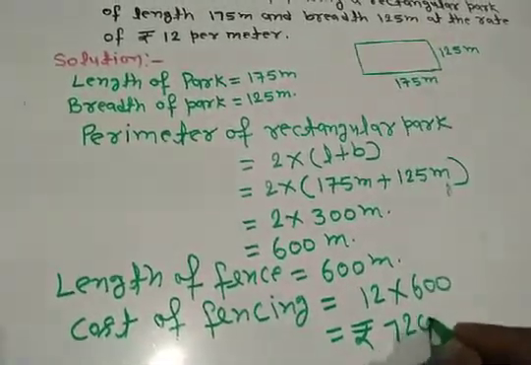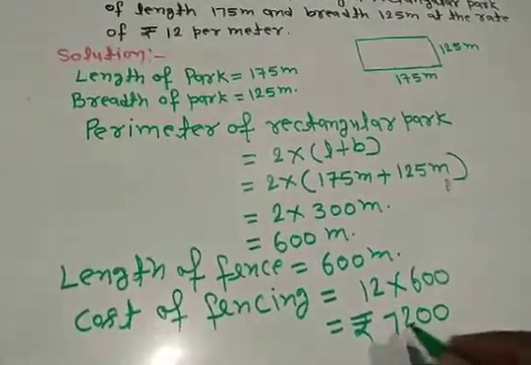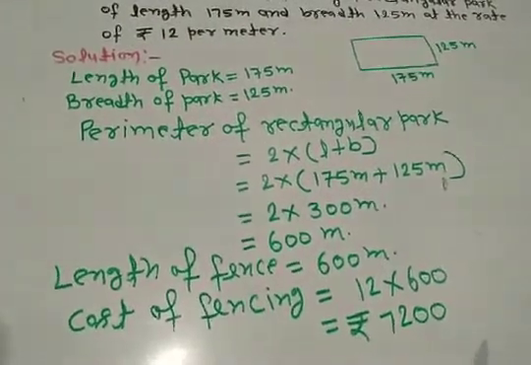7,200. This is the cost of fencing of a rectangular park.